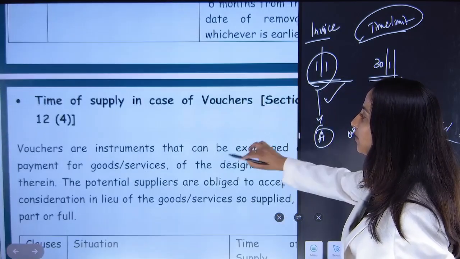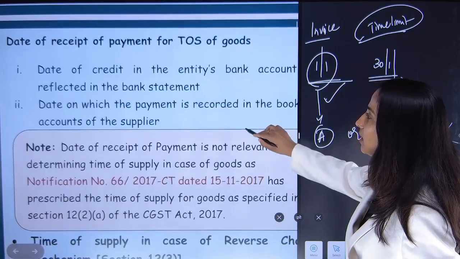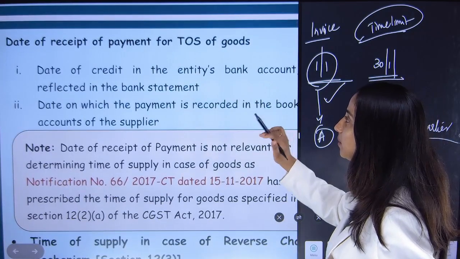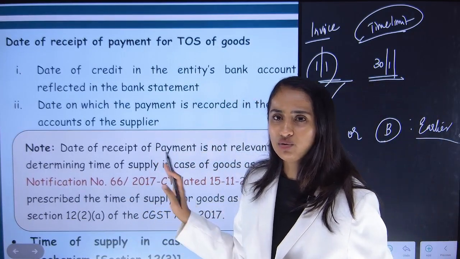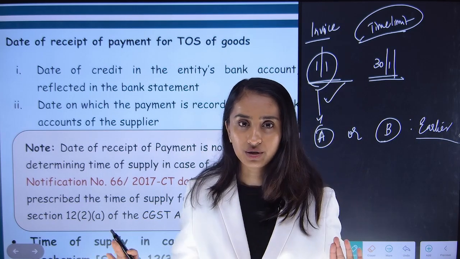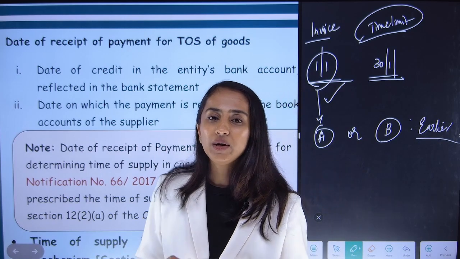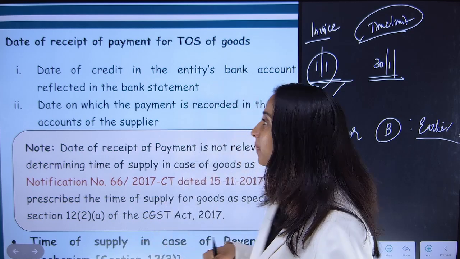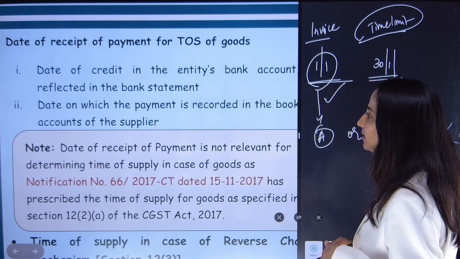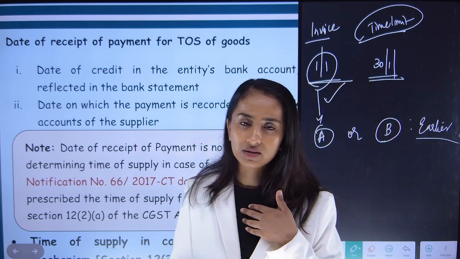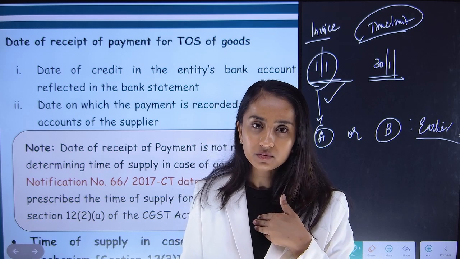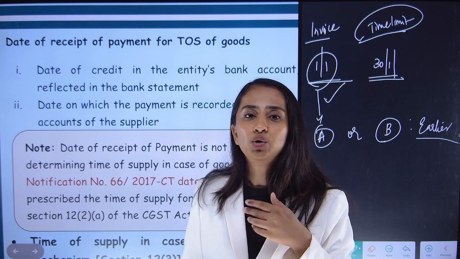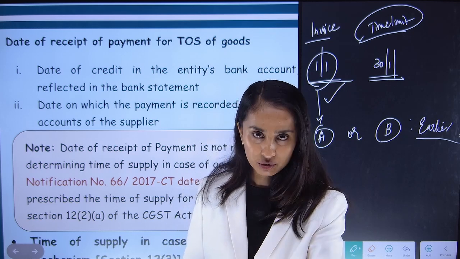Clear? Okay. Now coming to what is this date of receipt of payment for time of supply of goods? So this I told you was already there in the law, but you don't need to look into this, right? Yes. But you need to know what you mean by the term date of receipt of payment. So you will see two things. Credit in the bank account. Let's say I am supposed to receive some money, you sold something to me, and you will go to your bank account, I am supposed to pay you, right?